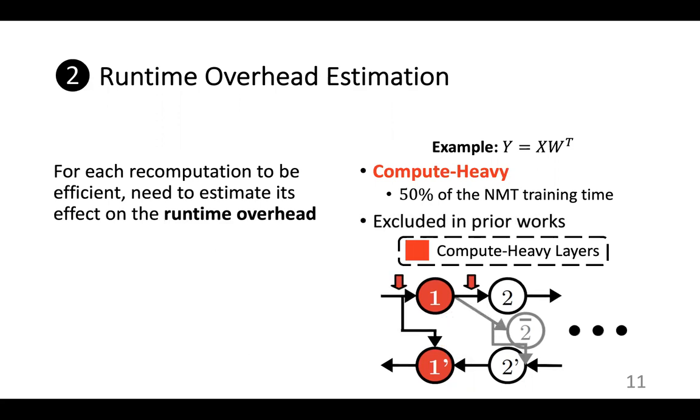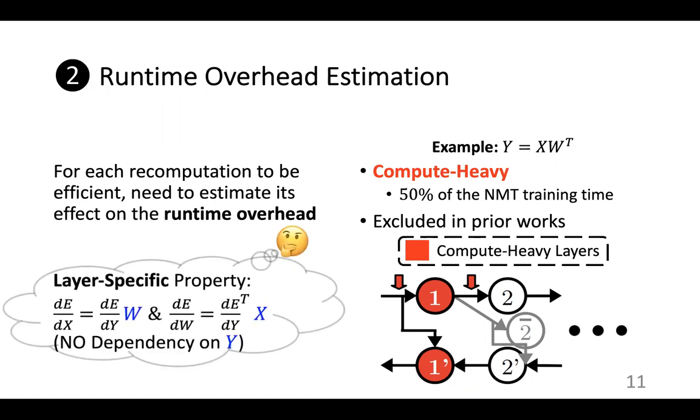Therefore, those layers are directly excluded in prior works. We observe, however, if the layer-specific mass property is taken into account, the feature maps of the fully connected layers can be recomputed without recomputing the fully connected layers themselves. Such layer-specific property should be leveraged so that we do not lose a single chance of memory footprint reduction opportunity.